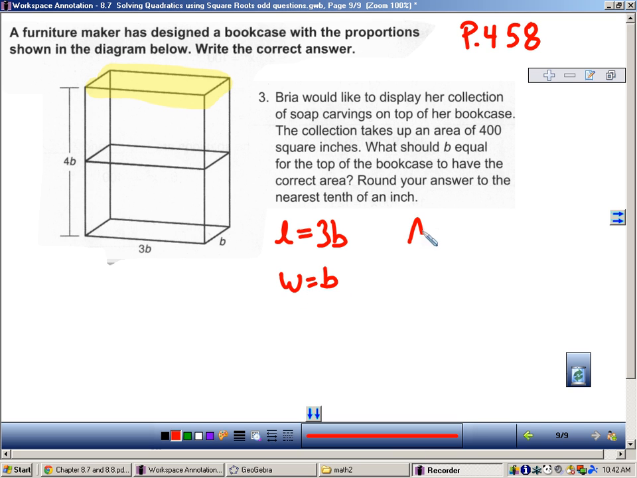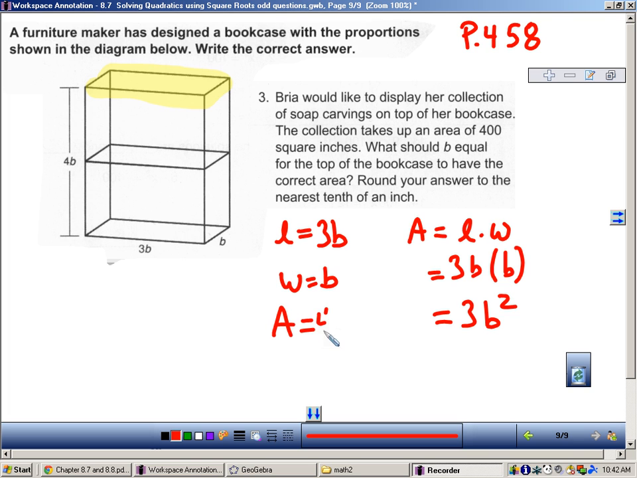And the area of the rectangle is found by multiplying length times width. We saw that that was 3b squared. B times b is b squared. So that's the area. Now the actual area we know is 400. So we can substitute. So for the value of A, it's 400.